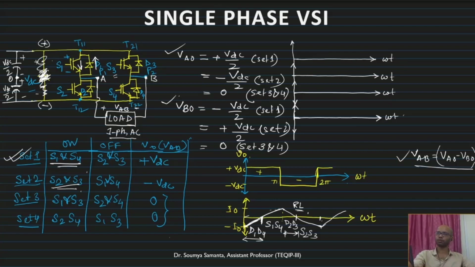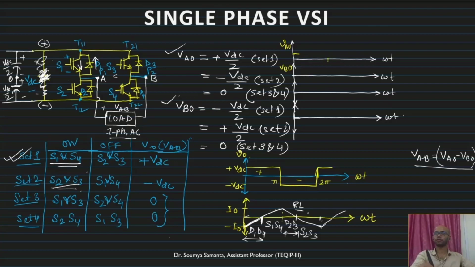Now by using this one, we can find out the VAB expression from the pole voltages. Now let us draw the pole voltages first. Let me change the color. Now suppose this is VAO and there VBO. I'll draw. So what will be VAO? VAO will be VDC by 2.